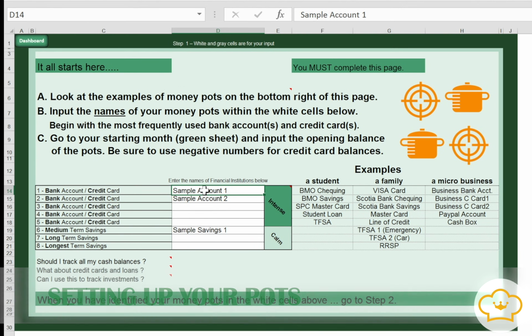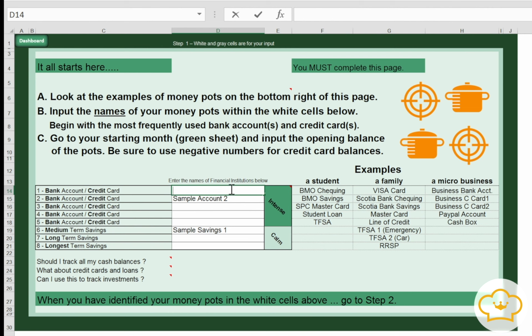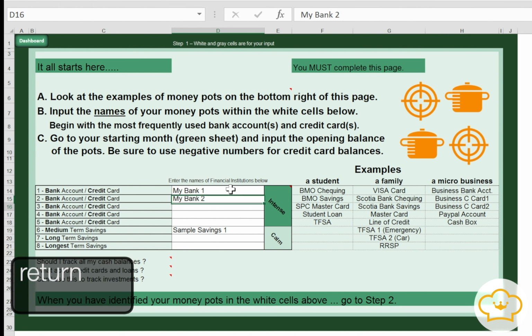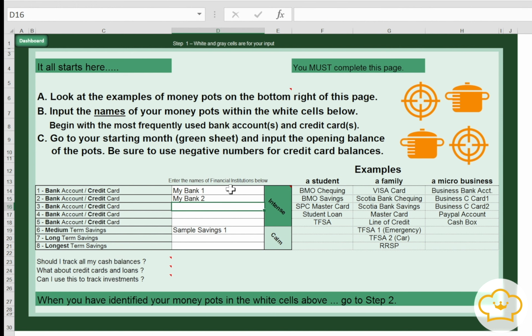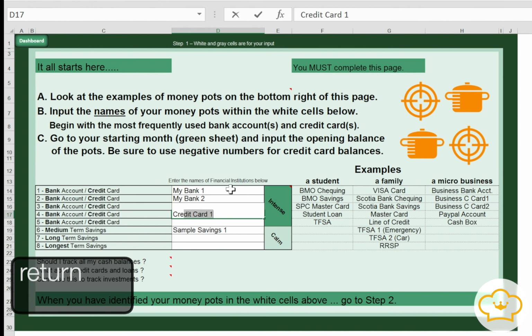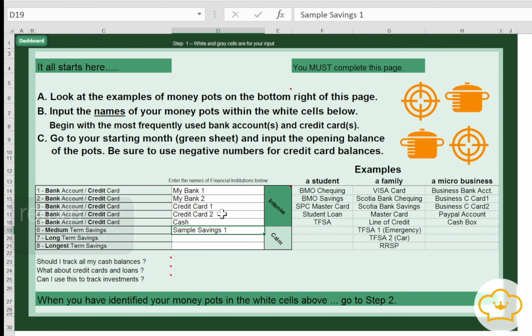So I have My Bank One that I use. We'll call it a very creative name, My Bank One. And then I also have My Bank Two. And we also use Credit Card One and Credit Card Two. And we also use cash for some transactions. So it's like a stove with 5 burners on it.